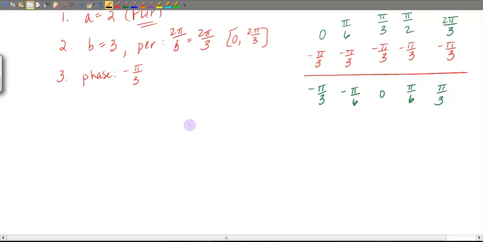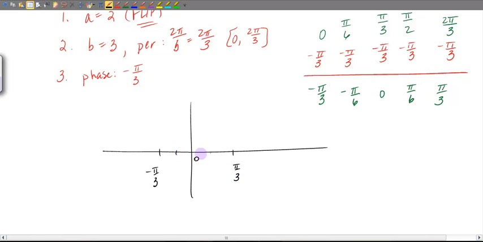Coming down here, let's draw our graph out. I'm going to be on this side as well as this side. So I have a negative pi over 3, positive pi over 3. 0 is in the middle. I have negative pi over 6, positive pi over 6. I want to graph this for 2 periods, but I'm going to come back and address that part in just a second.